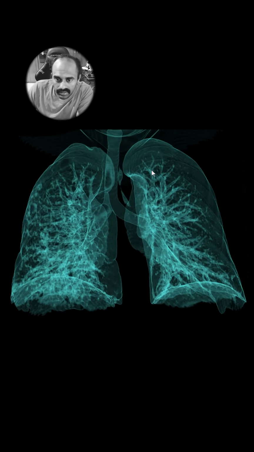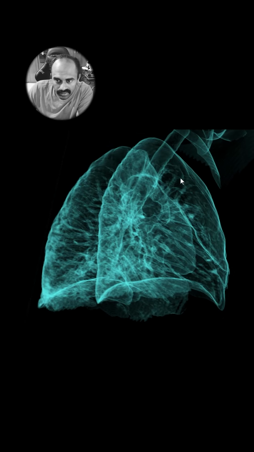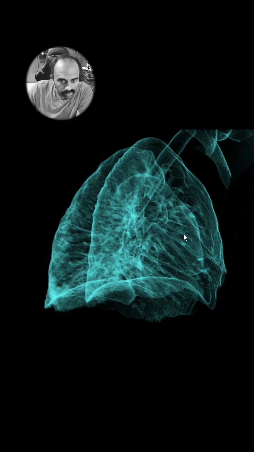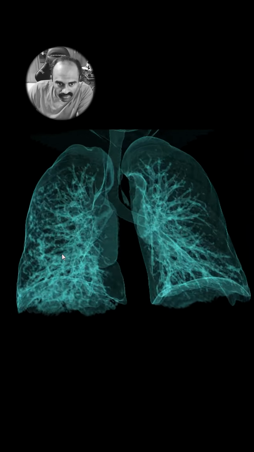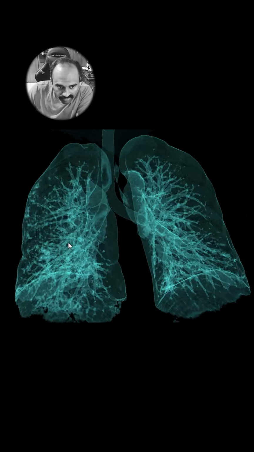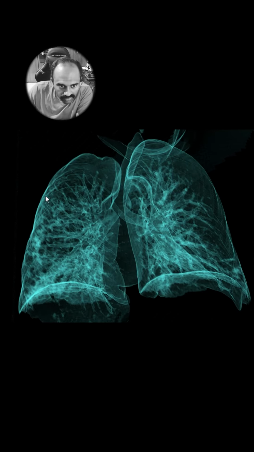Okay, so you can see this is the left lung and this is the right lung. And I'm able to rotate it. So these are the anterior margins and these are the posterior margins. So you can see P for posterior, A for anterior. All right, now you can see in the periphery and the posterior margins of the lung there's a lot of areas of loss of aeration.